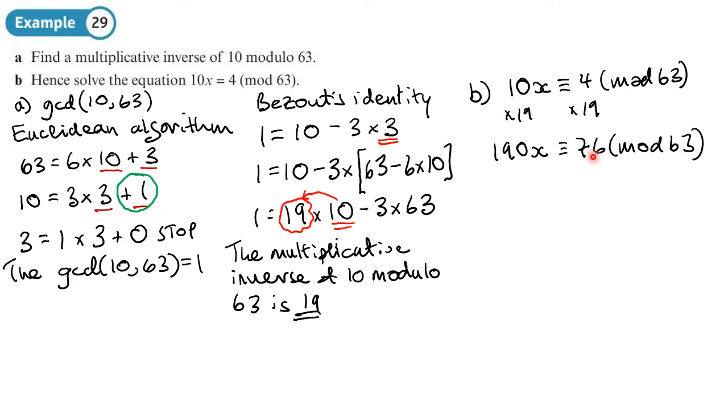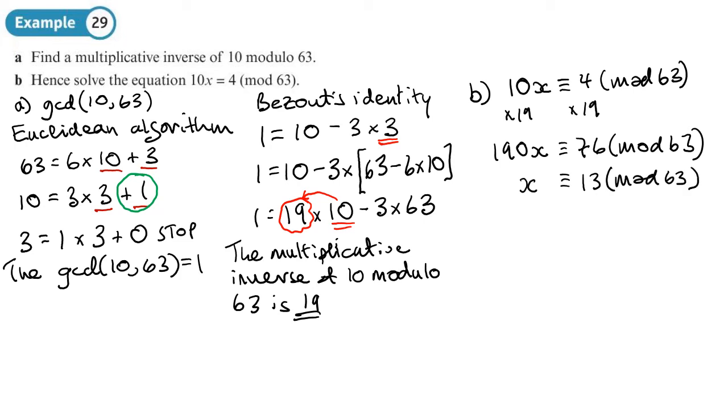And then the last step, what we need to do, because this is mod 63, we need to work out what the residues are, like the remainders. So if we took 63 away from 190 3 times, we end up with 1x or just x. If I take just one lot of 63 away from 76, I end up with 13. So this would be my final solution.